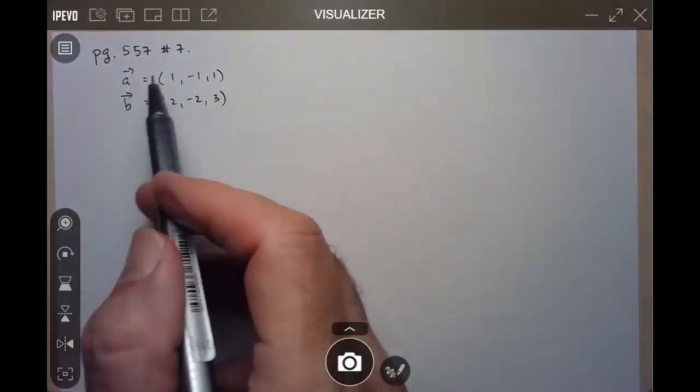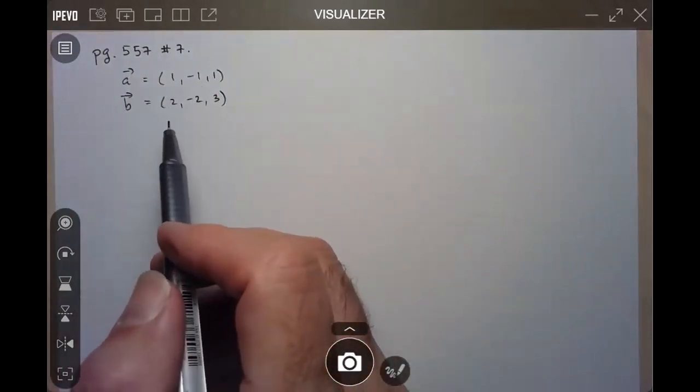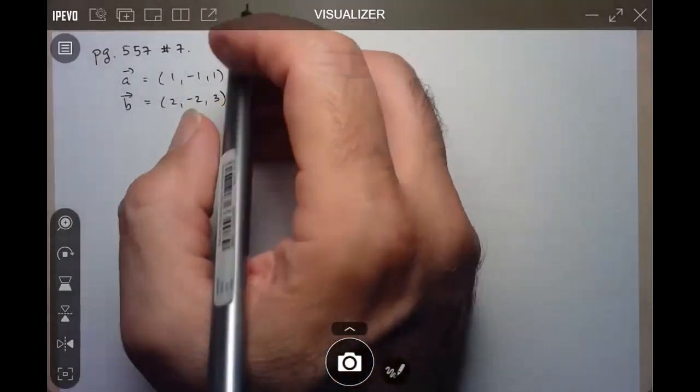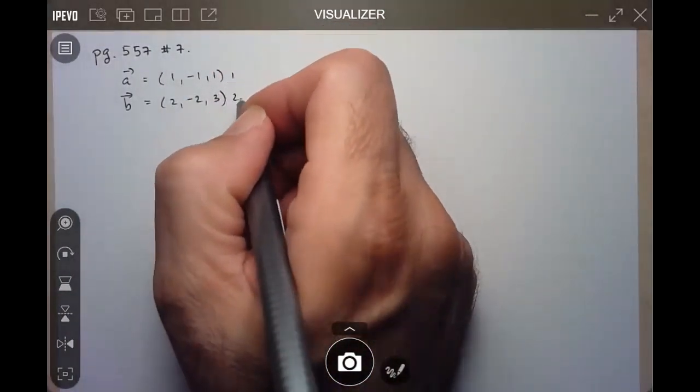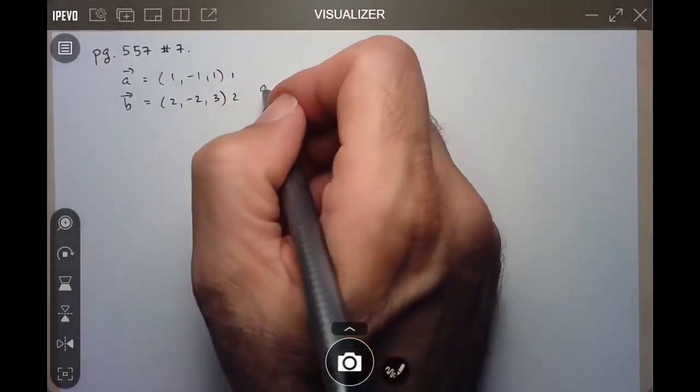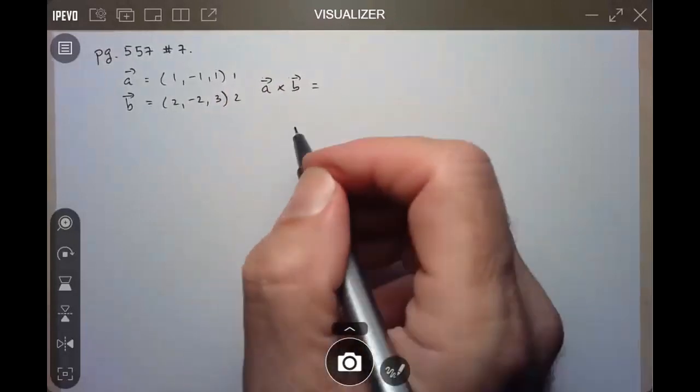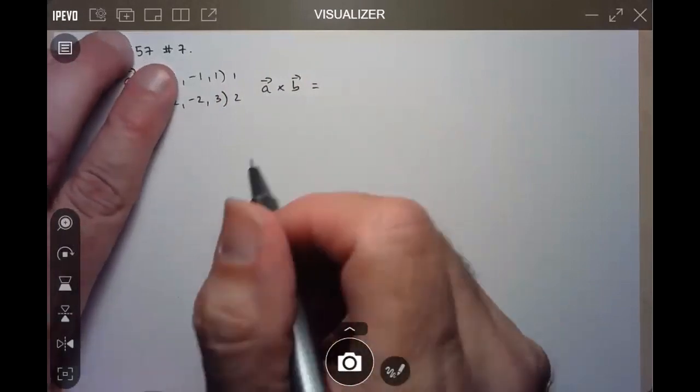So if you use my method, this is how you'd be setting it up. If you use some other methods, set it up however you do it. Okay, so here, let's put my 1 and my 2. And again, please keep track of my algebra, my arithmetic here. So A cross B. So we're going to hide that. So what do we have?